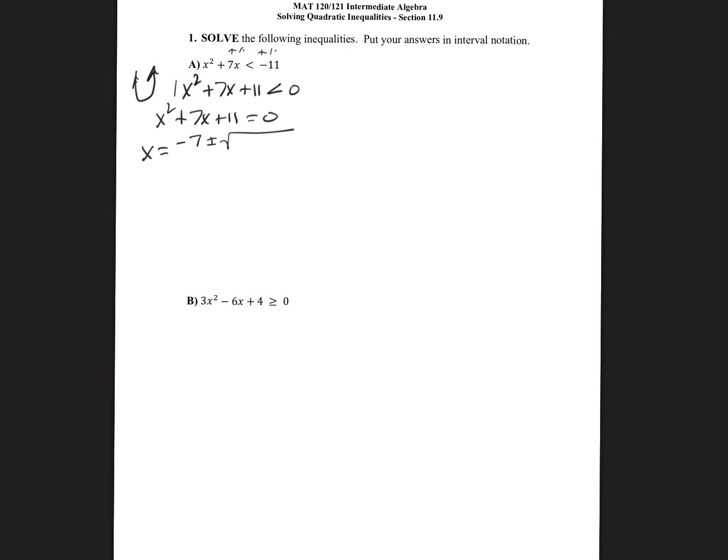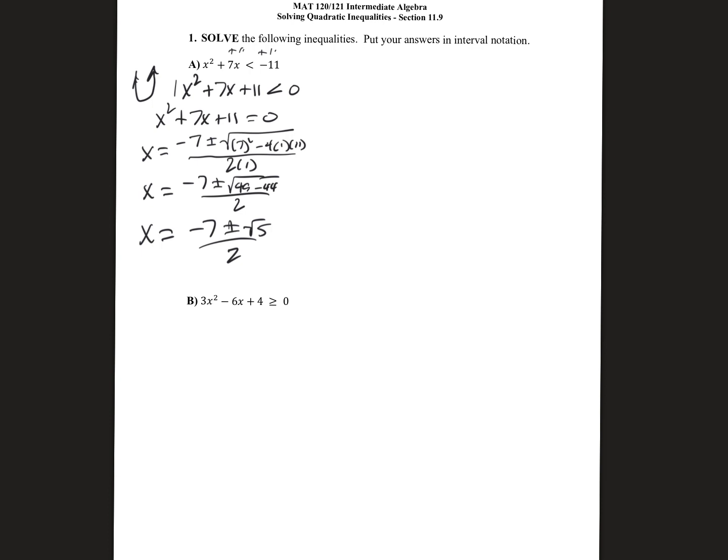So I'm going to plug things in. We're taking negative b plus or minus the square root of b squared minus 4 times a times c, all of this divided by 2 times a. So now we simplify this. We get negative 7 plus or minus the square root of 49 minus 44, all over 2. And this gives us negative 7 plus or minus the square root of 5, over 2.